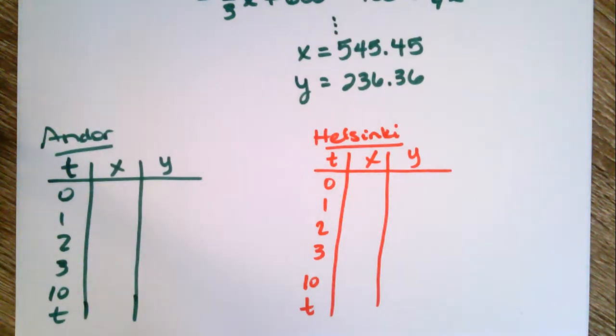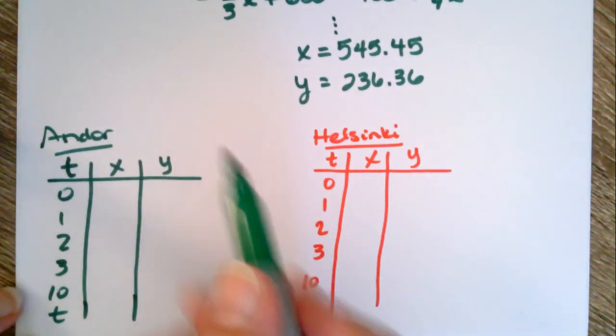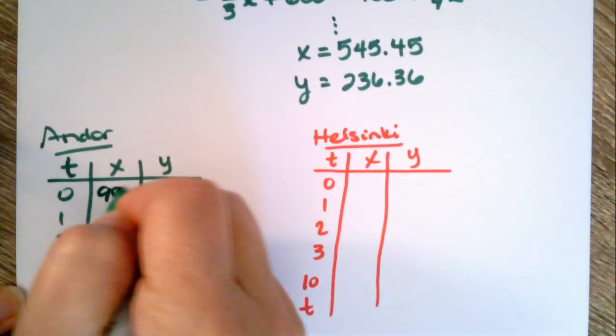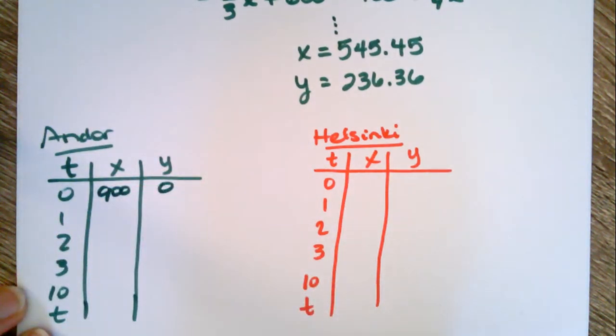And so what I've done here is I've started a couple tables. I'm including time here at 0 minutes, 1 minute, 2 minutes, 3 minutes, 10 minutes, and then we're going to generalize with t minutes. They've done this for both ships. So with the Andor, we know that when it first entered the screen, it was at 900, 0.